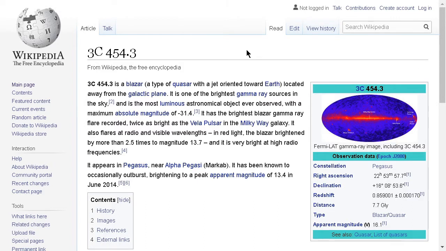The latest addition is Blazar 3C 454.3. And we're just kind of preparing everybody for our upcoming video here. We're going to be making one about the propagation of energy on the galactic scale soon. 3C 454.3 is the most luminous object ever imaged.